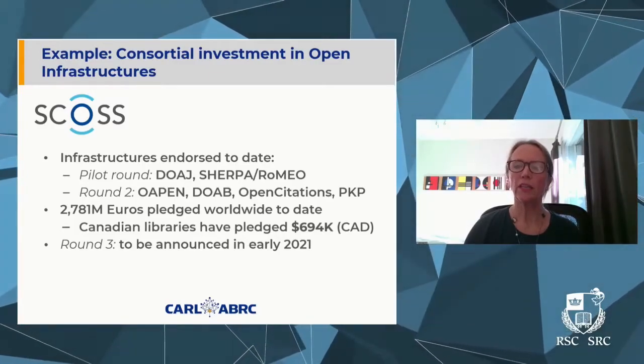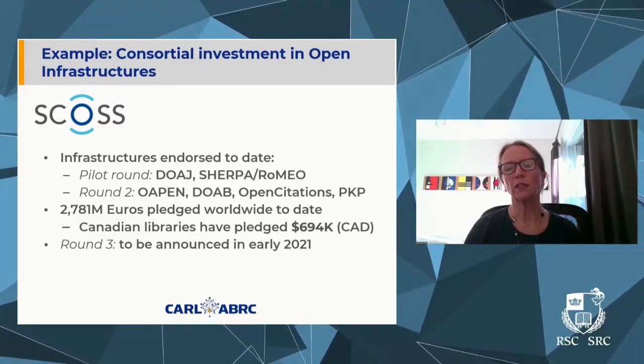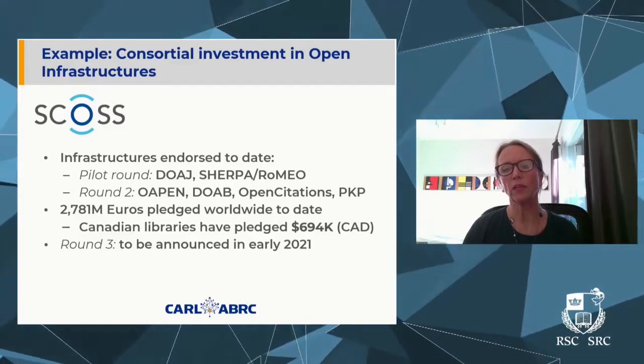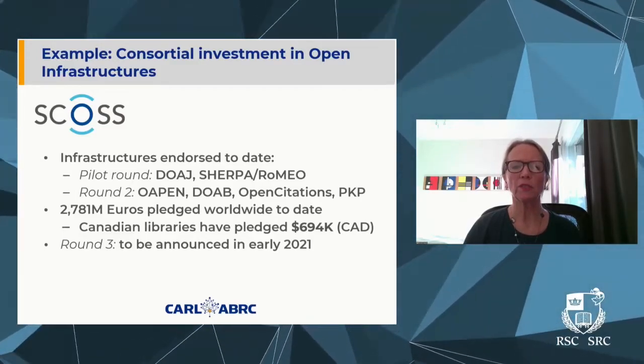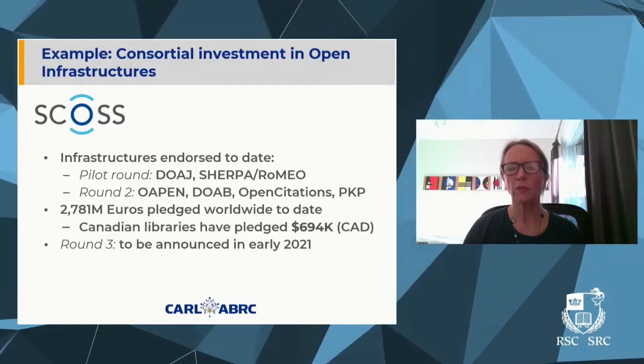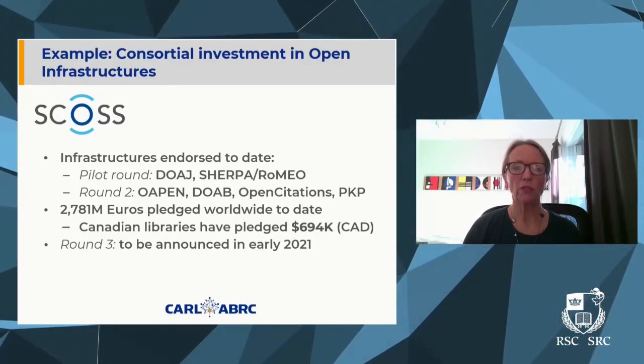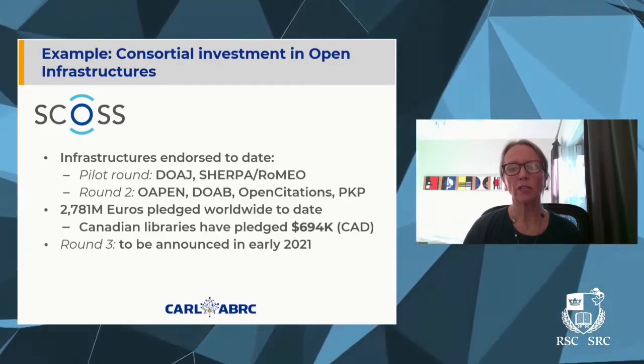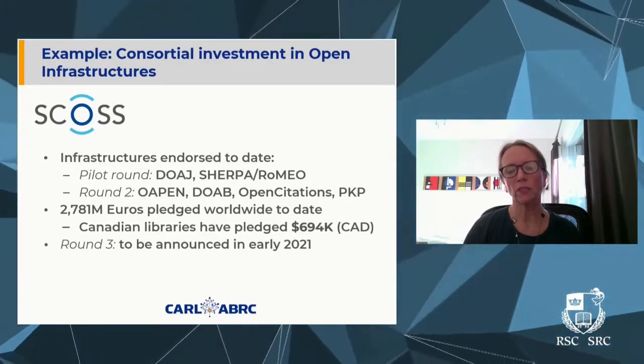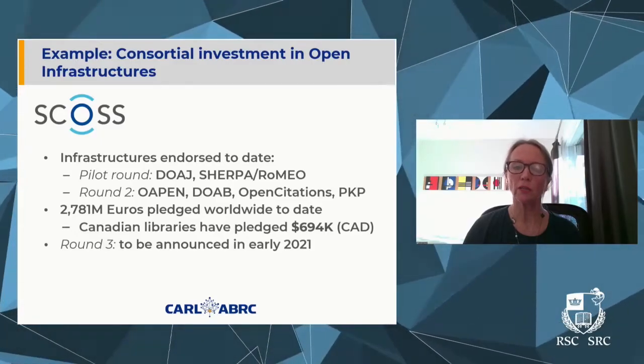I had mentioned on the last slide SCOSS in the context of CRKN's involvement as well. Just want to take a quick sidestep to say a further word about it, as CARL has been active in it. SCOSS is the Global Sustainability Coalition for Open Science Services, an organization established by SPARC Europe in 2017, to which both CARL and CRKN belong.